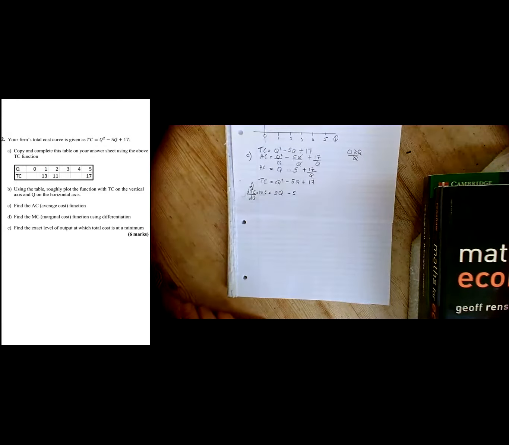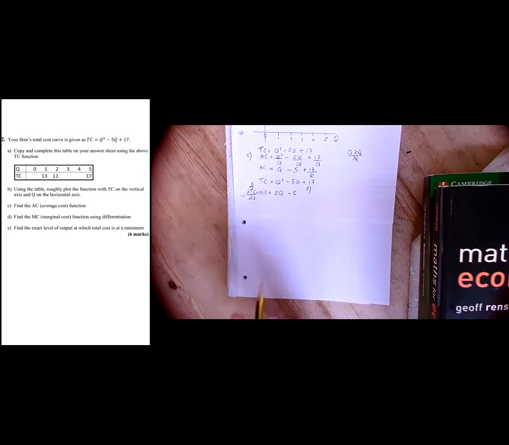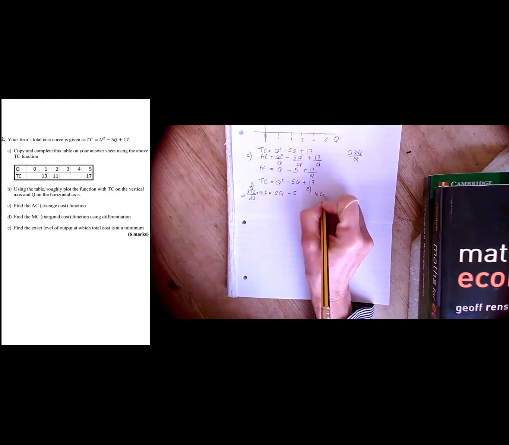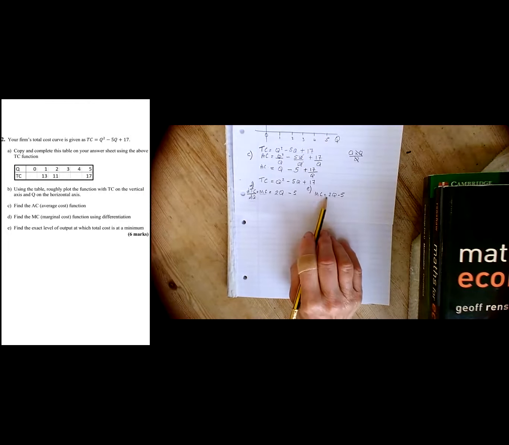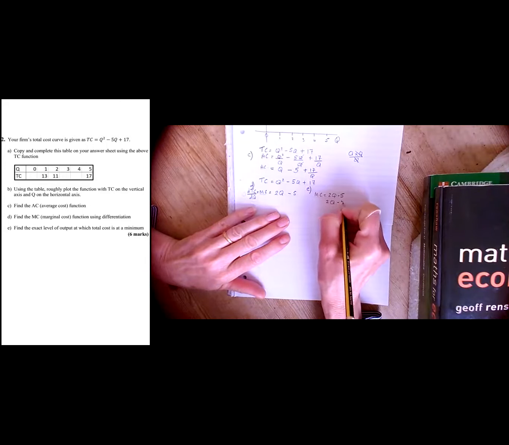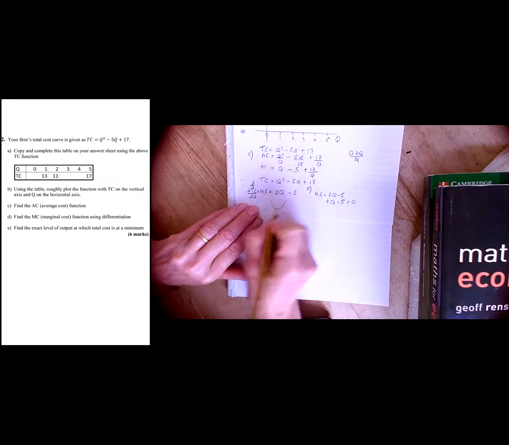And the final bit, E, find the exact level of output at which total cost is at a minimum. So here's our E. How do we find the minimum or the maximum of a curve? Well, the answer is we find the marginal product, or the marginal cost, whatever it is, the marginal function anyway, and we set it equal to 0. And why do we do that? That's because at the minimum points, the gradient is 0.